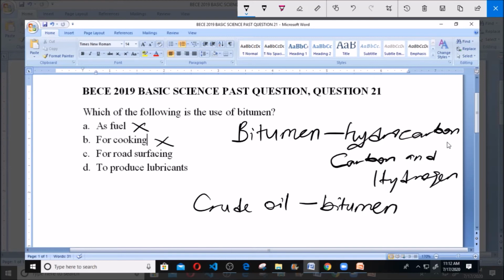So bitumen is used for road surfacing. Now this says to produce lubricants. No, bitumen is not used to produce lubricants because it does not have the viscous property, this viscous nature, so it cannot be used for lubricants.